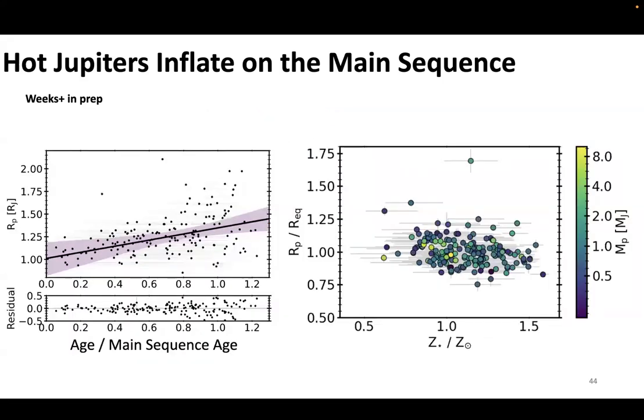And so this is the kind of broad picture from this study: we see that they do inflate over the main sequence age, but we also see that the equilibrium radius of these hot Jupiters does depend on metallicity as well. And so there are other host star connections at play here.